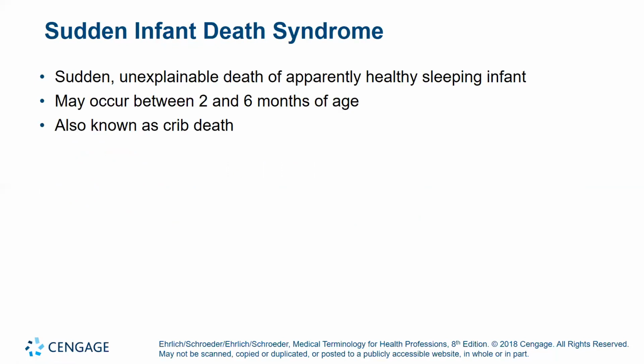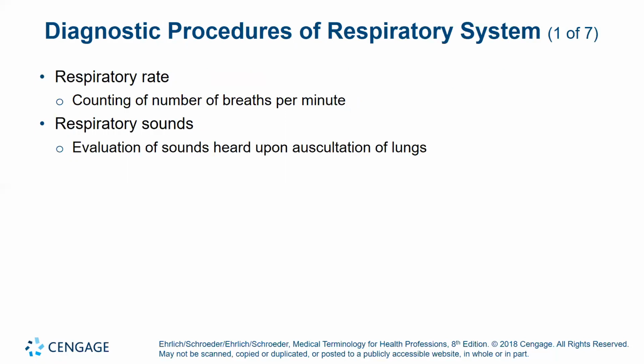Sudden infant death syndrome, also known as crib death, is the sudden unexplained death of an apparently healthy sleeping infant. It may occur between 2 and 6 months of age. Respiratory rate is the number of breaths per minute. Respiratory sounds are the evaluation of sounds heard upon auscultation of the lungs.